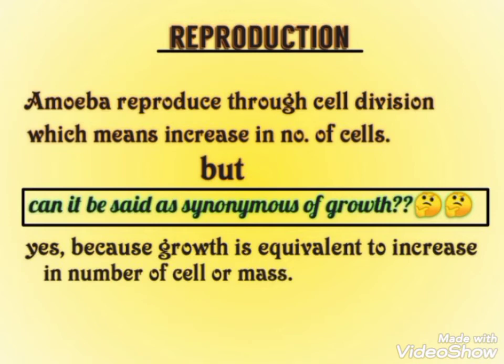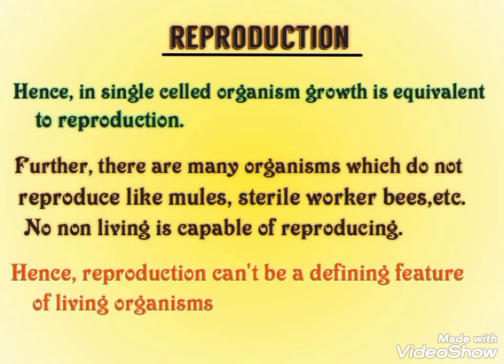So in unicellular organisms, growth and reproduction are equivalent, because if an organism is reproducing, it is equivalent to saying that it is growing too. So growth and reproduction are the two characteristic features of living organisms. Now let's move to the defining features of living organisms.